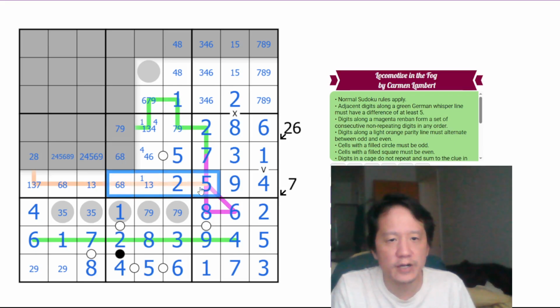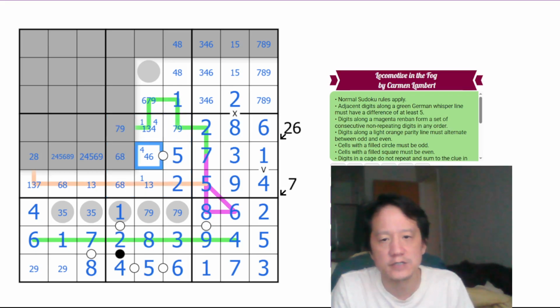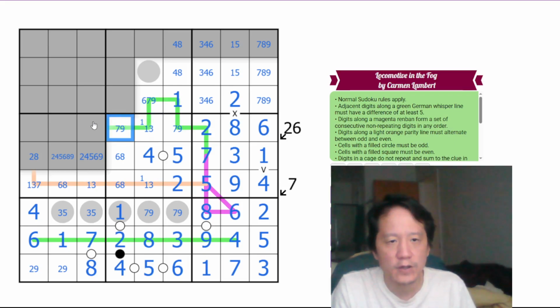This 6, 8 pair in this box also eliminates 6 and 8 from the rest of the box. This can't be 6, so this is 4, which means this can't be 4. This is a low digit on a German whisper line because it's next to 7 or 9, so this could be 1, 3, or 4 here.